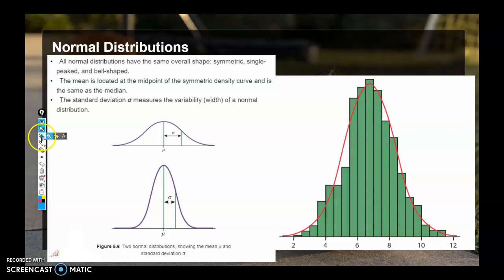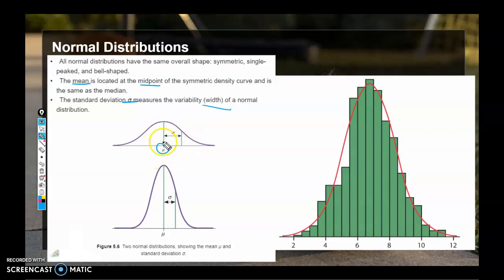So what do we need to know about a normal distribution? Normal distributions have two defining qualities. We need to know the mean, and the mean is our midpoint, right? So the mean's right here, it's our midpoint. The next thing we need to know is, how spaced out do we want our normal distribution to be? And as you can see, normal distributions are symmetrical or bell-shaped. So our standard deviation then measures our width.